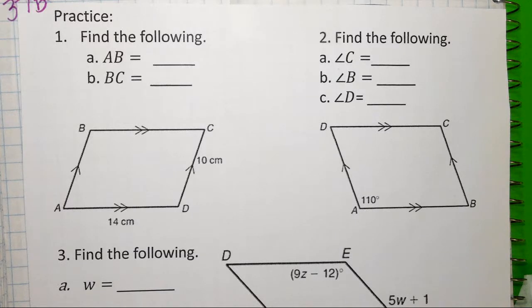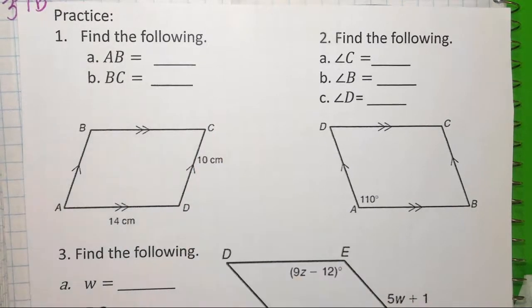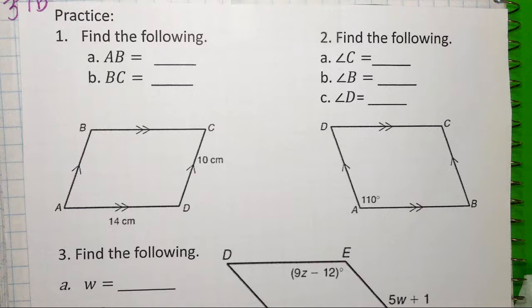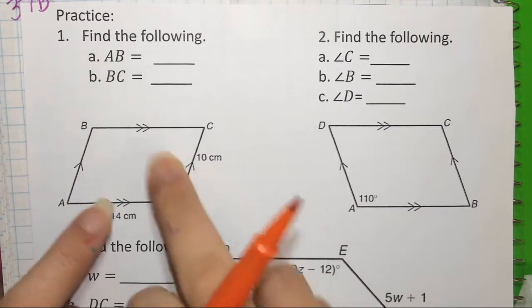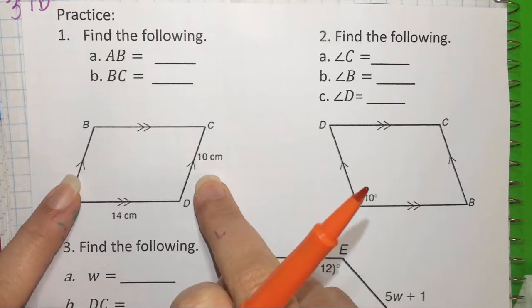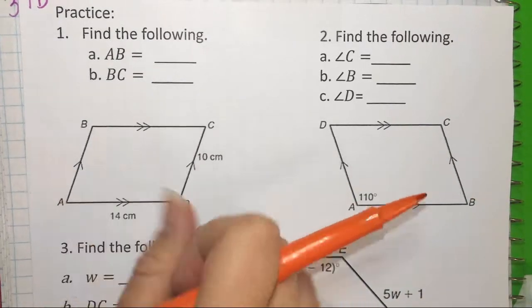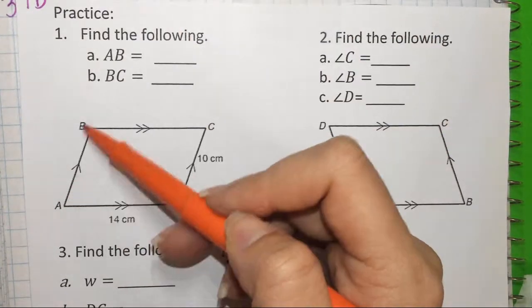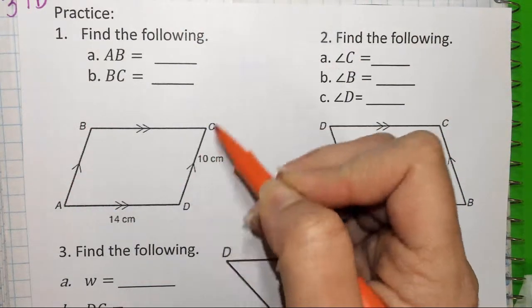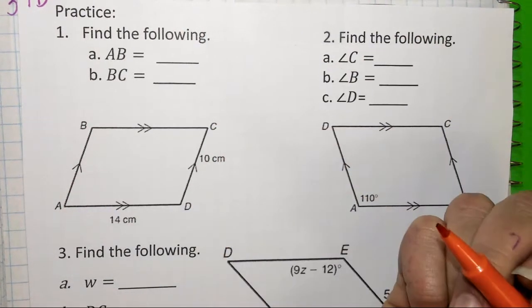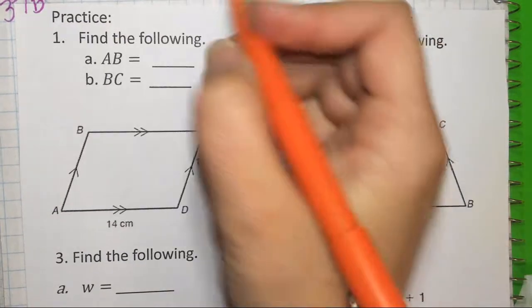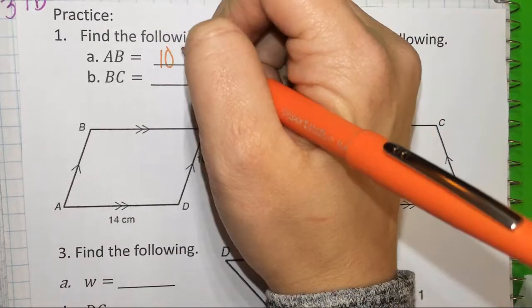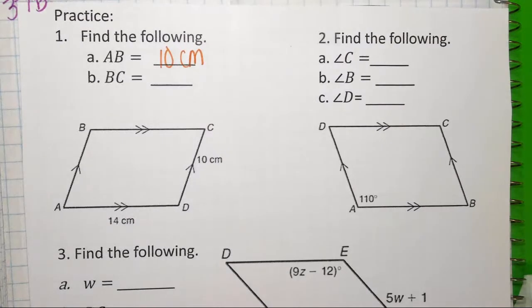Alright, so it says to find the following. Now, this is a parallelogram. And why do we know that it's a parallelogram? Because opposite sides are what? Parallel. Good. So if they're parallel, that means the opposite sides are also congruent. So AB is going to be equal to CD. So what does that mean its length is? 10. 10 what? Centimeters. Good.